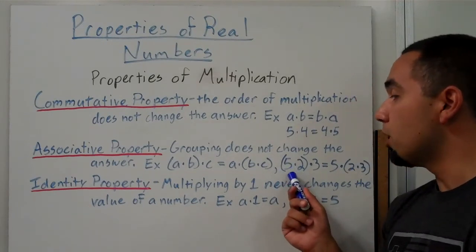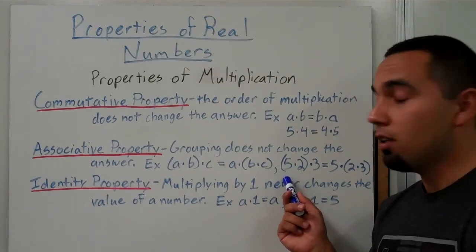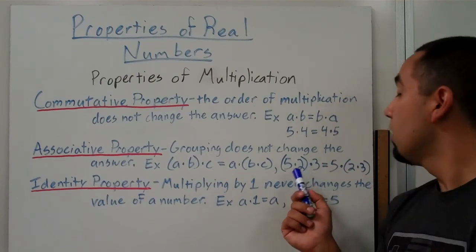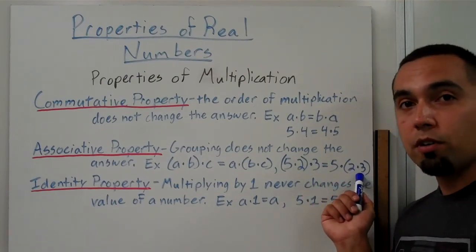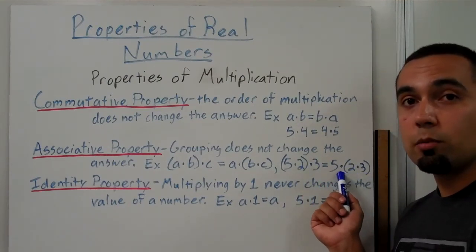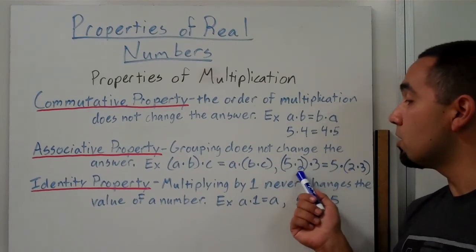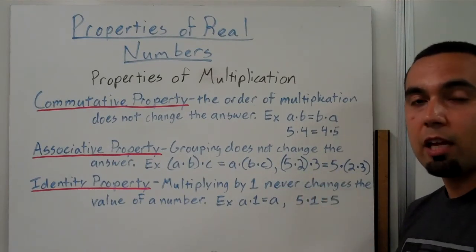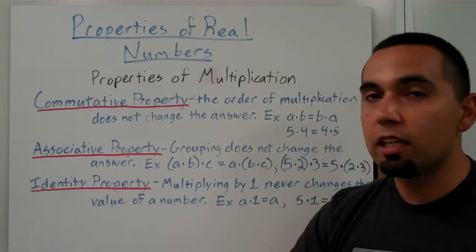Okay? So with numbers, 5 times 2, I get 10. Times 3, that's 30. Doesn't matter whether I do the 2 times 3 first. 2 times 3 is 6. 6 times 5 is also 30. So this is 30, this is 30. Same exact thing.